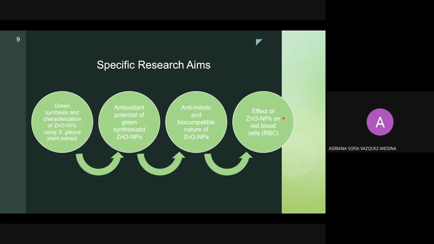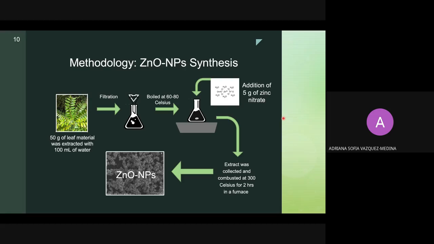To summarize and be more concrete about the specific research aims, the first one was to synthesize and characterize the zinc oxide nanoparticles using the S. glauca plant extract. After the characterization, they assayed the antioxidant potential of the green synthesized zinc oxide nanoparticles, and further, the antimitotic and biocompatible nature of the zinc oxide nanoparticles. Lastly, they wanted to determine which was the overall effect of the zinc oxide nanoparticles on red blood cells. For this, the overall methodology they performed is going to be explained now.